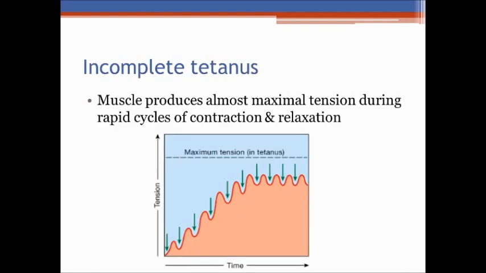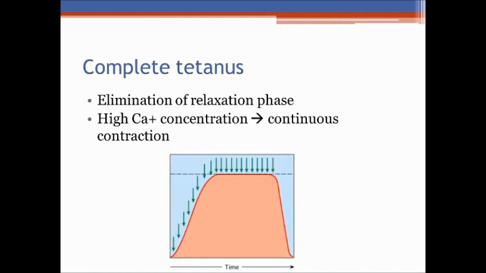Next, we have incomplete tetanus. The muscle produces almost all of its tension, its maximal tension, during rapid cycles of contraction and relaxation, but it's not completely maximal tension yet. There's still a period of relaxation. So think of this almost like a spasm. Complete tetanus, also known as tetany, is the complete elimination of the relaxation phase. There's a high calcium concentration leading to continuous contraction. No relaxation, the muscle is just continuously contracted. So this happens in the disease tetanus.